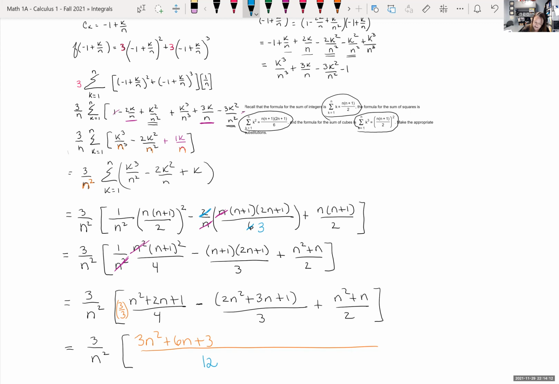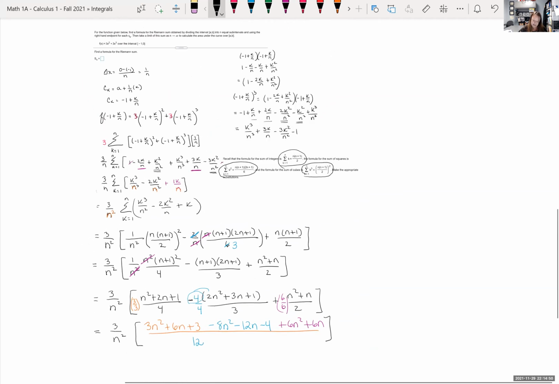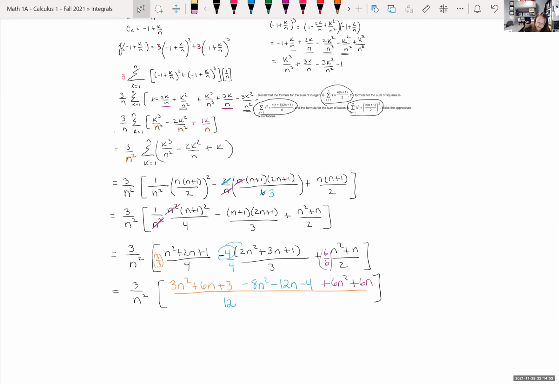Let's multiply the second term in the bracket by 4 over 4. And let's distribute that negative 4. So that's going to give us minus 8n squared minus 12n minus 4. And then this one, let's multiply by 6 over 6. So that gives us plus 6n squared plus 6n. Which we can combine like terms.